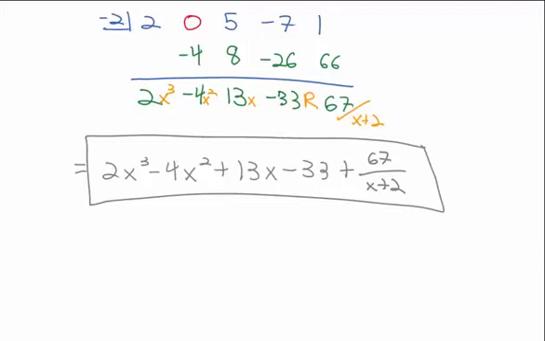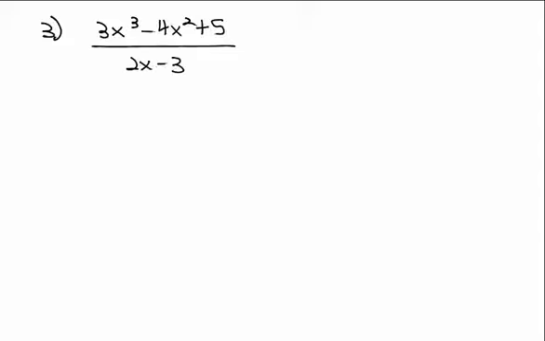Let's try one more. It's going to be a lot of fun because it's going to involve fractions. Number 3, we have 3x cubed minus 4x squared plus 5, and we're going to divide by 2x minus 3. We make that equal to 0 to find our 0 that's coming out. So we add 3 and divide by 2, 3/2. So we're going to see if 3/2 can come out. Again, did you check? Do the exponents count down? 3, 2, we're missing 0x.